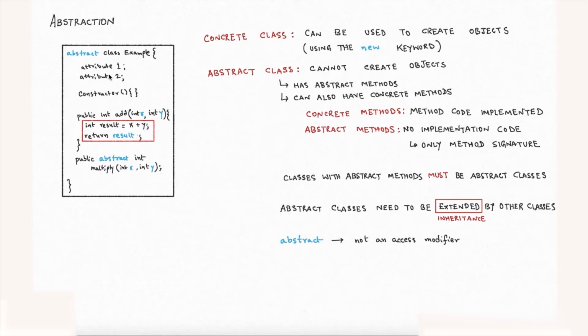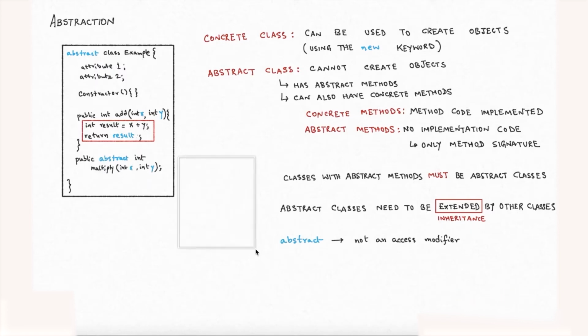Now that this class cannot create objects, what's the use of this class? This class can be used by another class. Another class can extend this class and implement the method code. If a new class extends our example class and implements the multiply method code, then that class will be able to create objects.